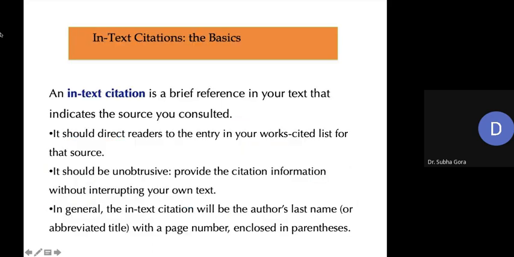So what about the in-text citations? How are we to go about it? So what is an in-text citation? It's a brief reference in your text that indicates the sources that you consulted during your research, right? The source information in a parenthetical citation should direct the readers towards the source entry, isn't it?